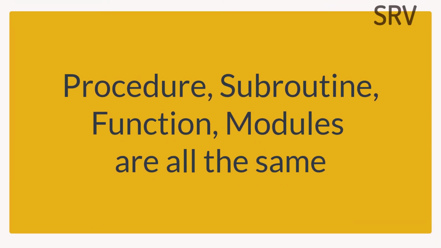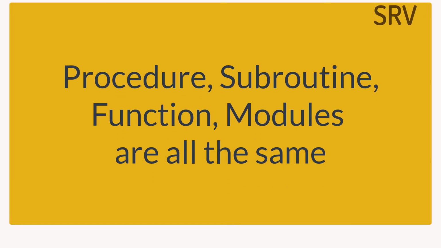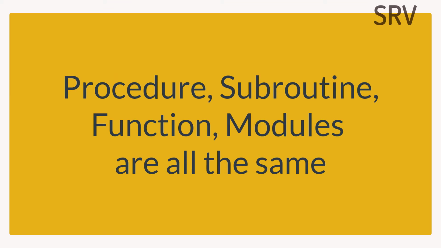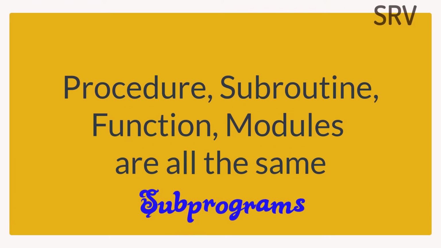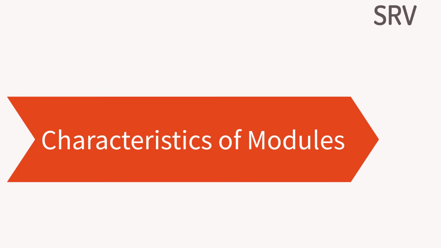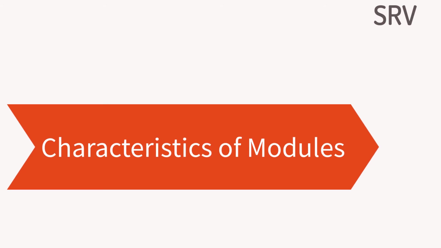The examples of modules are procedures, subroutines, and functions. Procedure, subroutine, function, modules are all the same. All of them have the same concept. They are all subprograms. So this is about the introduction to modules. Now let's see the characteristics of modules. In this book, 5 points are given. Let's see them one by one.